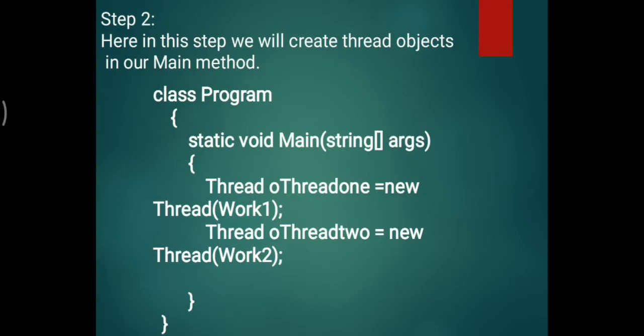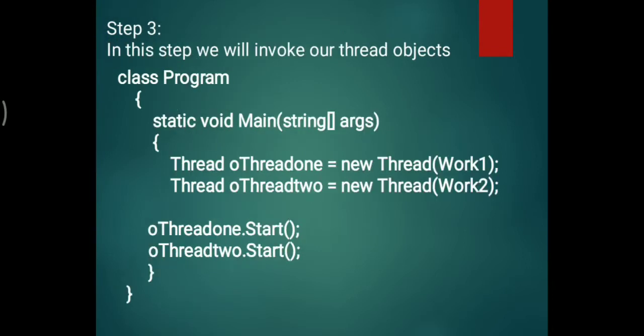Inside that, using the Thread class, thread1 is an object name created for work1. Object thread1 is an object name. Similarly, we have created another object, thread2, for the next method, work2. These are the two thread objects created for these two methods. So this slide is clear for creating thread objects in our main method. Is that clear? Okay, next.